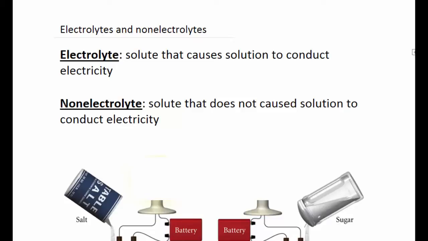Okay? Pure deionized water does not conduct electricity. The reason people can get electrocuted in the bathtub or in a lightning storm or something like that is because you're not swimming in pure deionized water, of course. Right? So water, H2O, deionized pure water, is a non-electrolyte. That is a solute that does not cause a solution to conduct electricity.